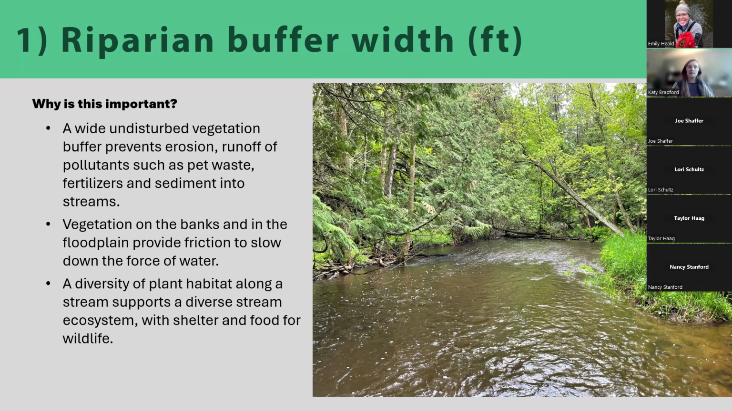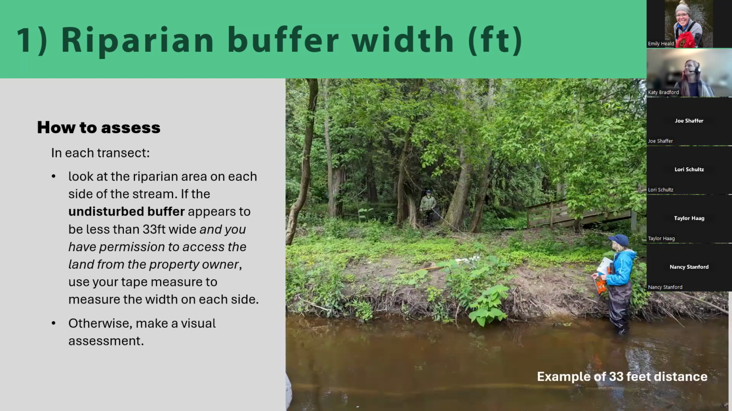Vegetation on the banks and in the floodplain can also slow water during storm events. So there's that friction and they're holding on to the soil. They're slowing the water down a little bit. And of course, having a diversity of habitat on each side of the stream is going to support a healthy and vibrant stream ecosystem. It's going to provide shelter for aquatic animals, and it's going to provide food for wildlife. So it just lets the food web thrive.